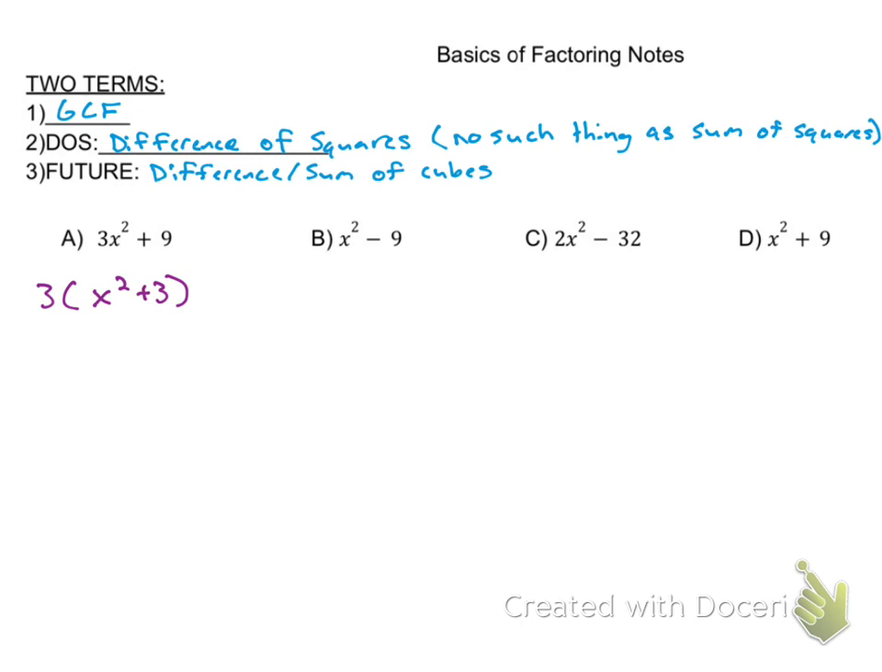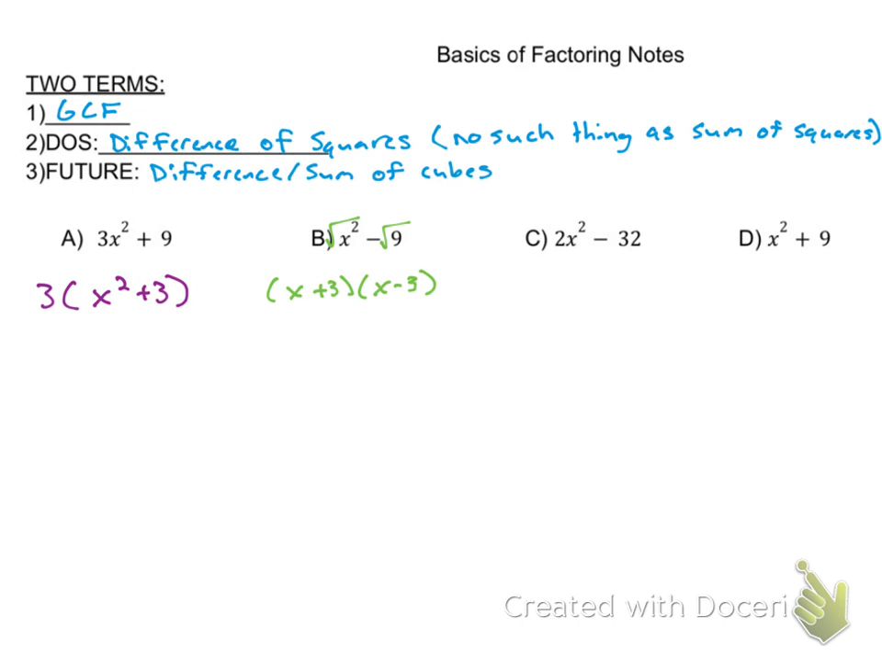Can we take the square root of the first term? Yes, what would that be? Well, the square root of x squared is x. Can we take the square root of the second term? What would that be? 3. So it would be difference of squares, x plus 3, x minus 3.